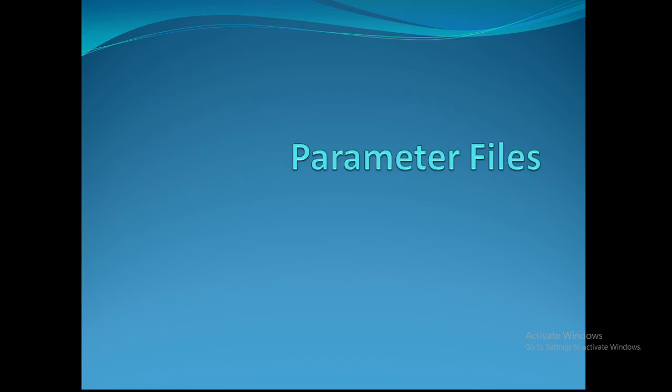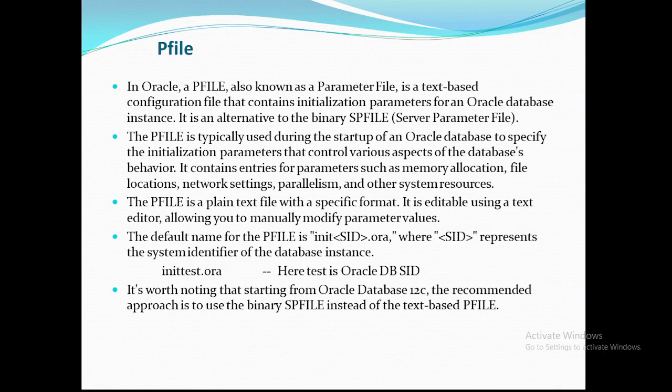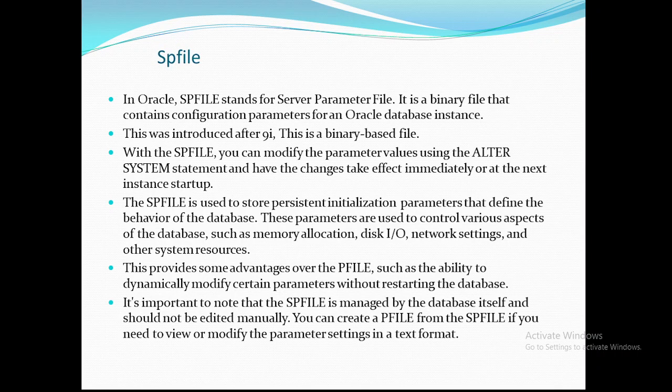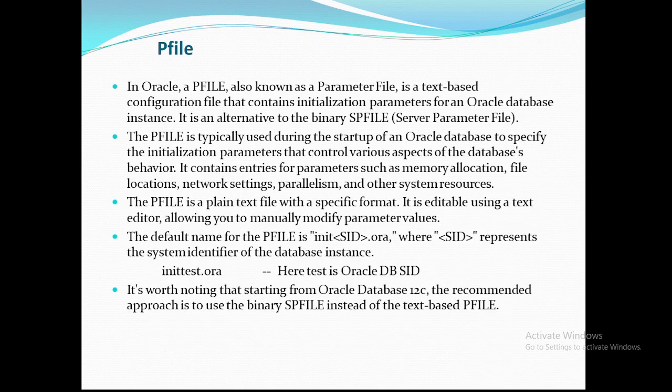So let's start. We have two kinds of parameter files: one is the P file, and another one is the SP file. The P file is known as the parameter file. It is a text-based configuration file that contains initialization parameters of an Oracle database instance. It is an alternative to the binary SP file. The P file was an older version.